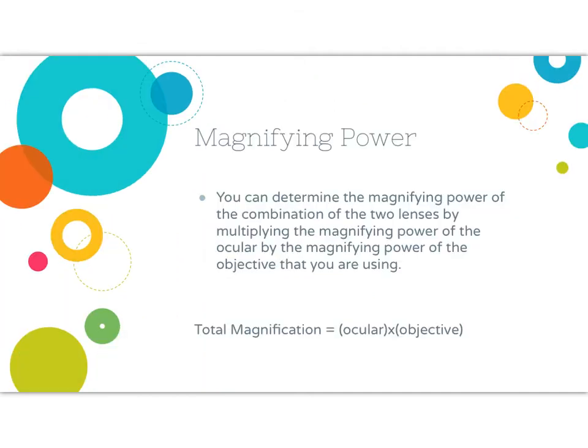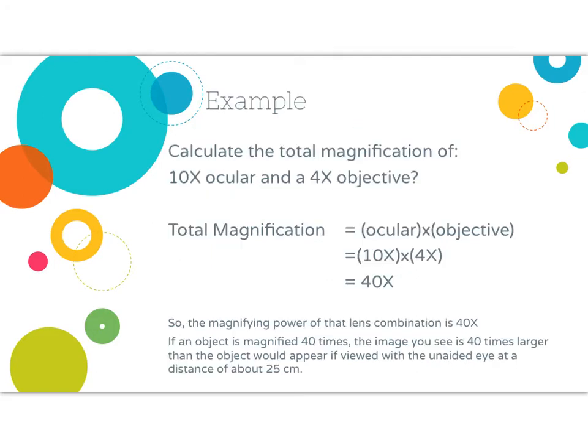So again, our total magnification of the object we are looking at is the ocular lens magnification times the objective lens magnification. Let's take a look at an example. Calculate the total magnification of a 10 times ocular and a 4 times objective lens. Total magnification is ocular times objective lens magnification. So 10 times 4 gives us 40 times.